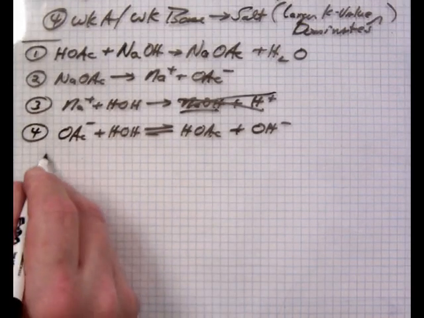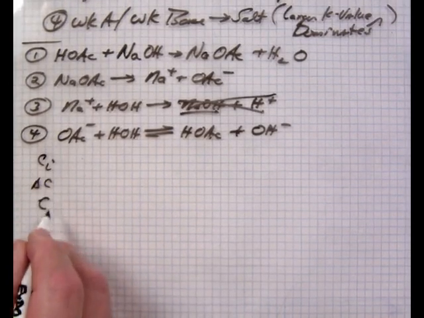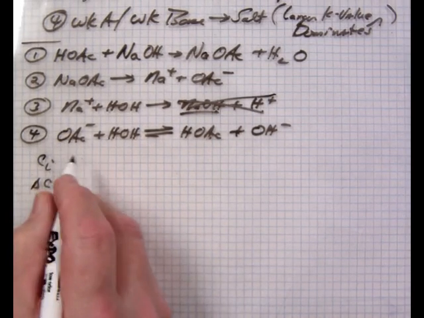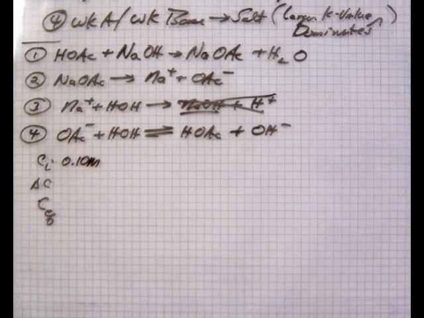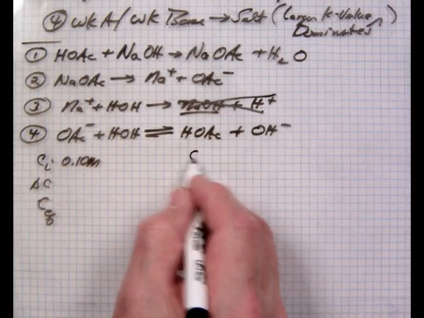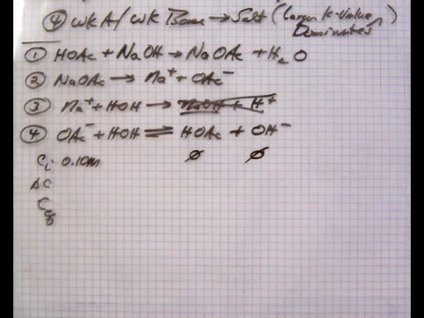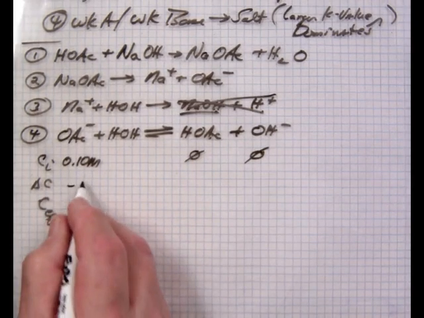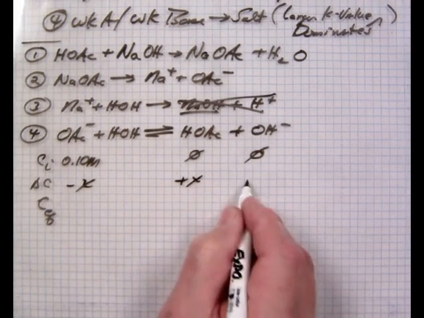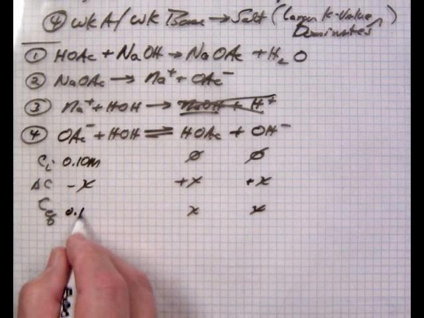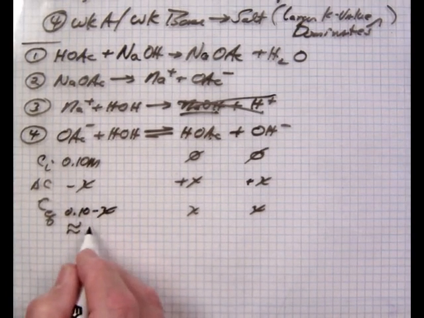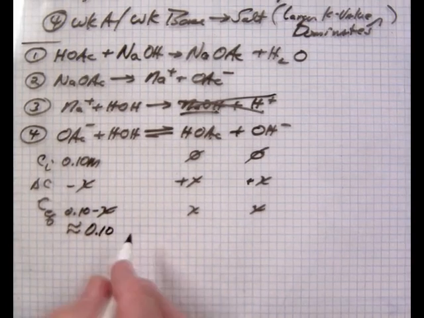So if we assume initial, change, and concentration at equilibrium, say we had a 0.10 molar salt that was formed, then before it reacts with water, you don't have any products. This will go down by X, up by X, up by X, and 0.10 minus X, and you can drop the X, so 0.10 molar.